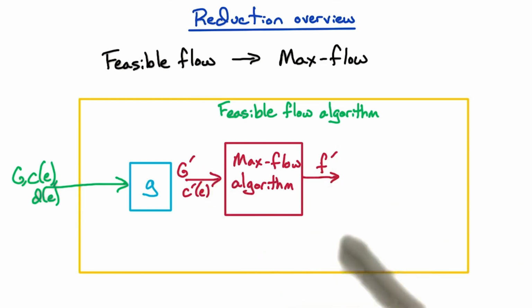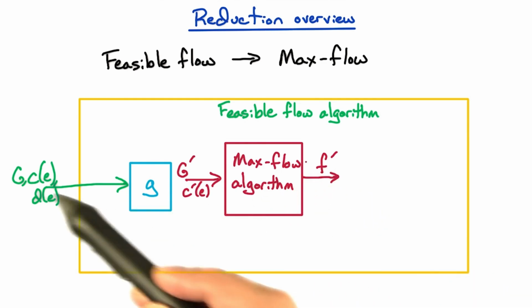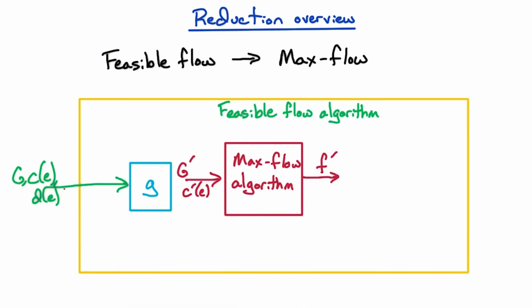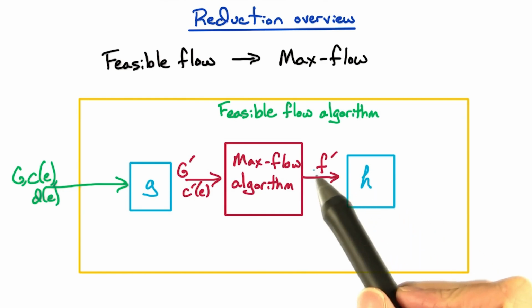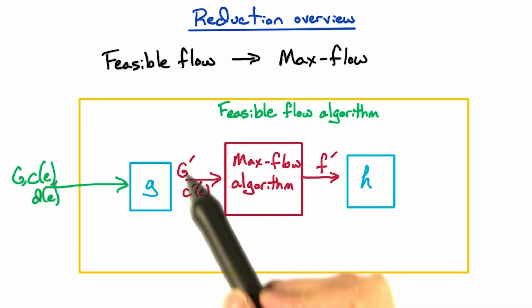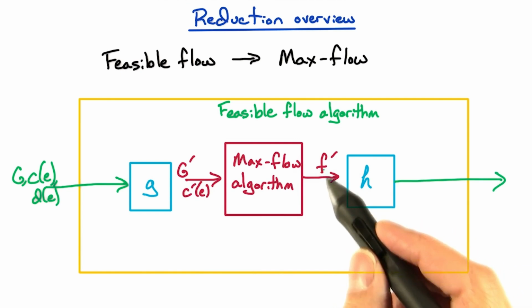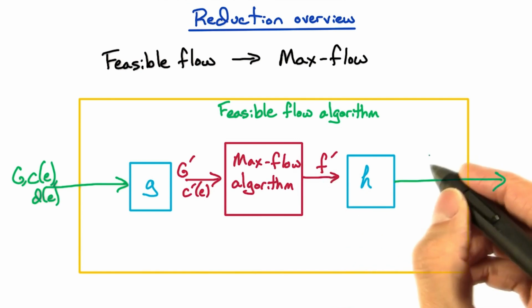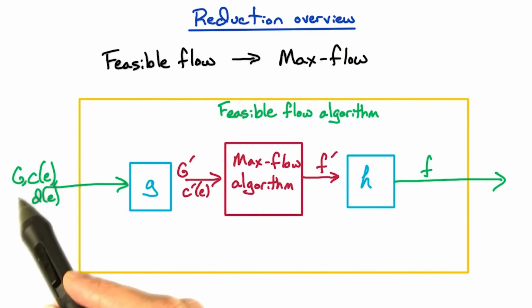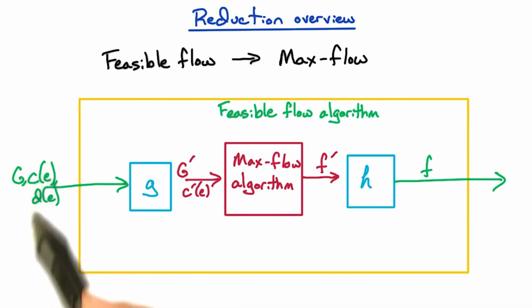We're going to get some output f prime. And then we have to transform this output into a solution to the original feasible flow problem. So we have to define a function which we'll denote as h, which transforms this output, this solution to the max flow problem on this input graph, G prime with capacity C prime. And h has to transform f prime into a flow f, where f is a feasible flow for this input, G, capacity C, and demands D.